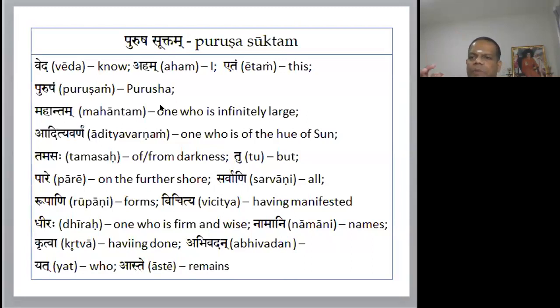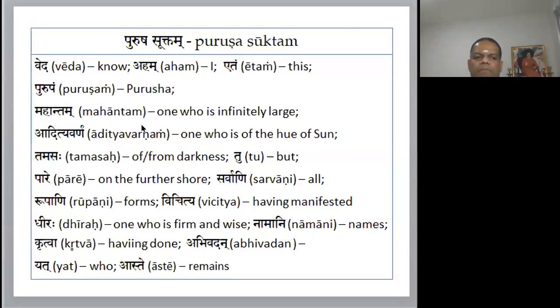Aham etam Purusham Veda. I know this Purusha. Okay, so who is this Purusha? Mahanta. Mahanta means he is infinite. He spans the entire universe and beyond, as we have already discussed. But what we see is only one quarter; there are three quarters beyond. So that Purusha I have come to know.